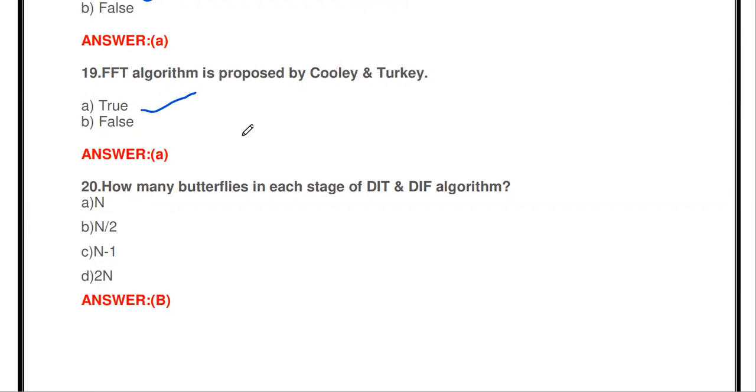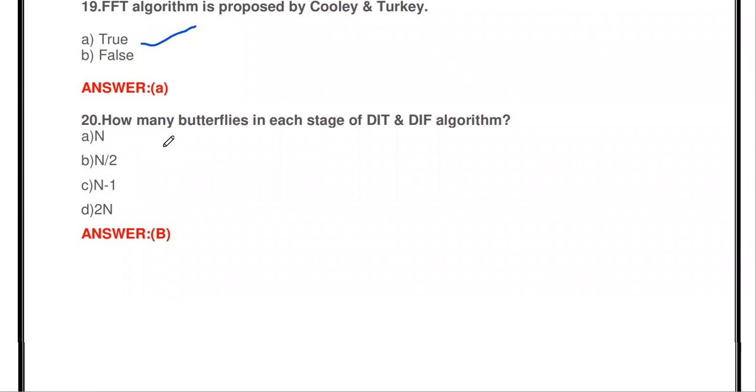Yes, it's true. Then the next one: how many butterflies are in each stage of the DIT and DIF algorithm? Butterfly means one cross. This is called one butterfly. So in the DIT and DIF algorithm, the number of butterflies in each stage is n divided by 2.